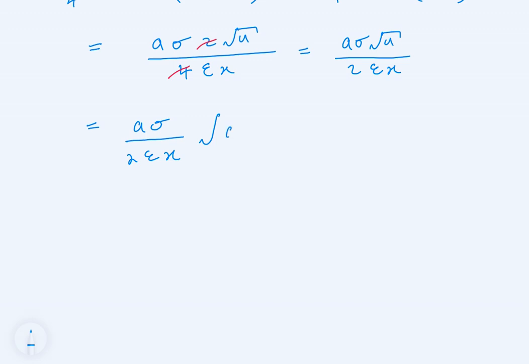So we put here a squared plus x squared minus 2ax multiplied by cos theta. We do this. So now we're here. Okay, so now we have our antiderivative. So now what we want to do is apply the limits of integration to this antiderivative.